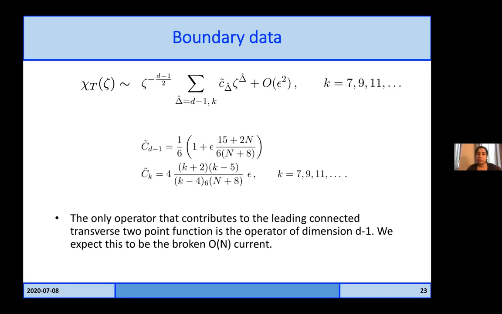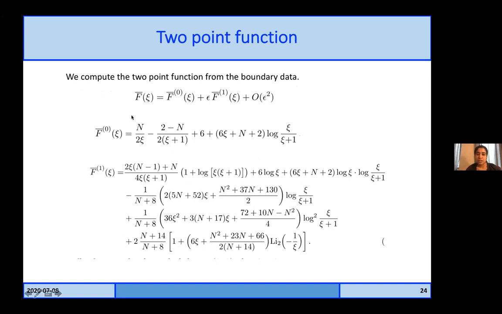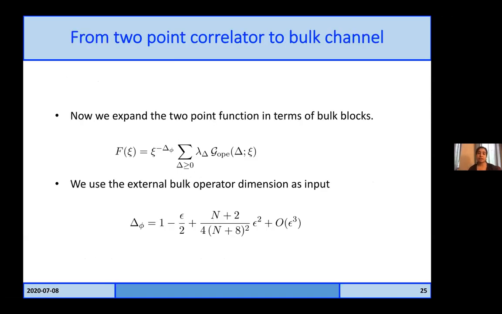So now we have all the operator coefficients and all the dimensions. In the boundary channel expansion, we could plug all this in and compute the two-point correlation function. This is how the two-point correlation function looks. This is the order 0 term, and this is the order 1 term. It contains log xi plus 1, and also some Li 2. Now we want to extract the bulk spectrum from this two-point function. So we expand it in the OPE channel, and we use the external bulk operator dimension as our input.